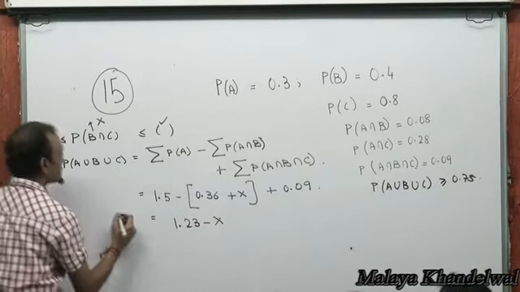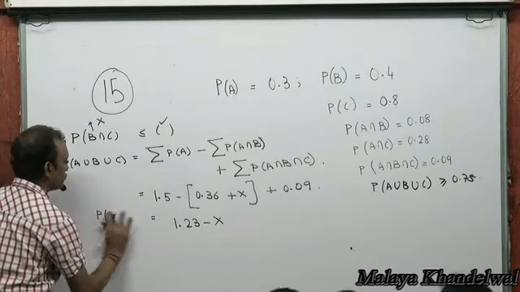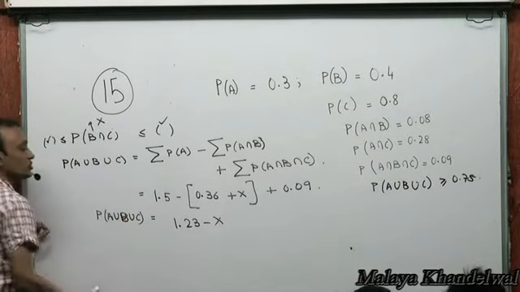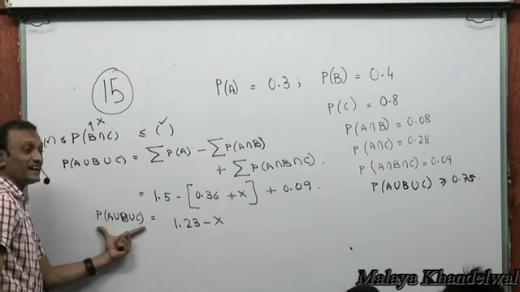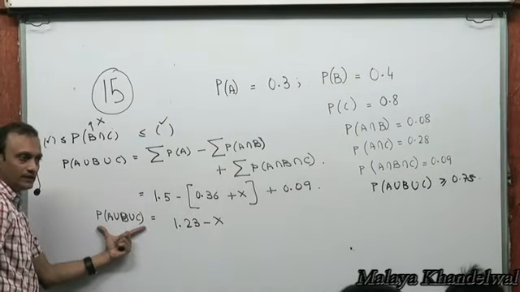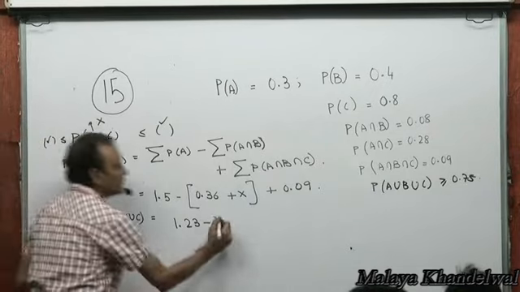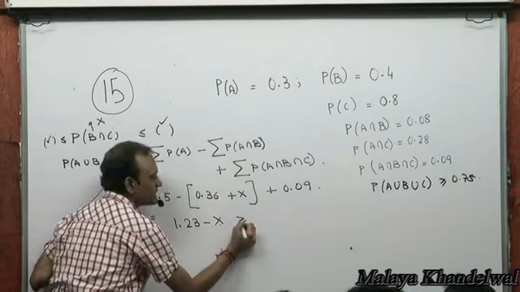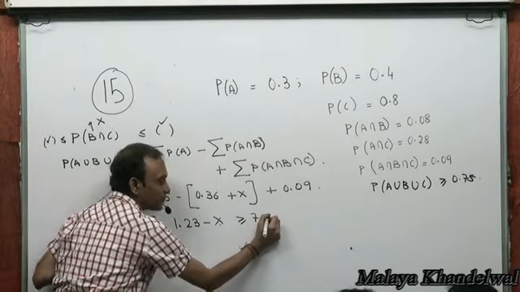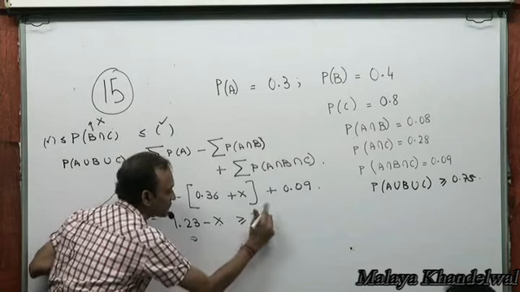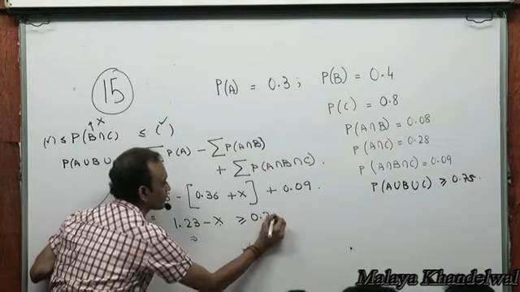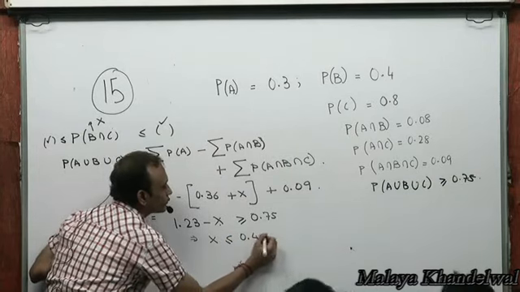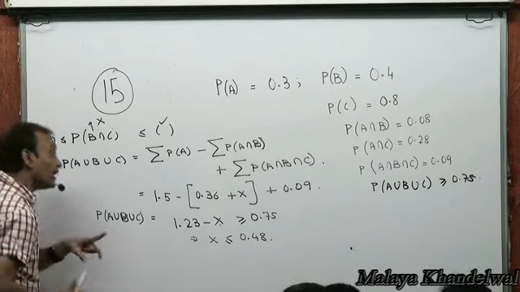1.23 minus X is A union B union C. Yes or no? But this is greater than or equal to 0.75. That's given in the problem, where X is the probability of B intersection C. So 1.23 minus X is greater than or equal to 0.75. So X will be less than or equal to 0.48. Yes or no?